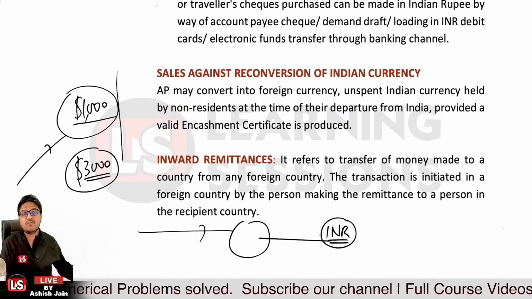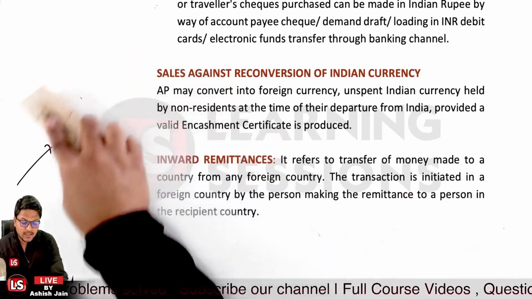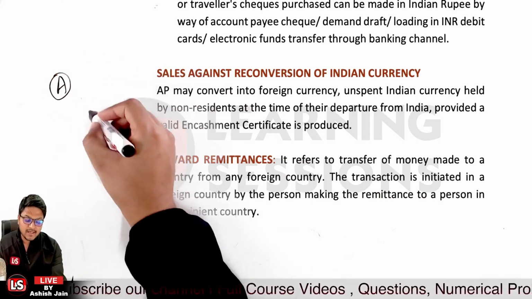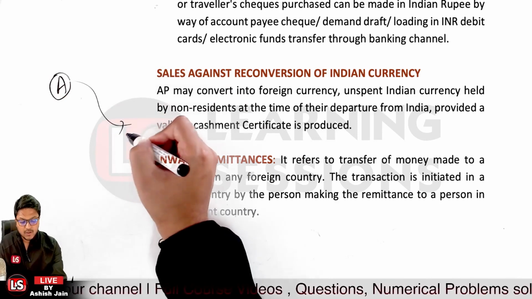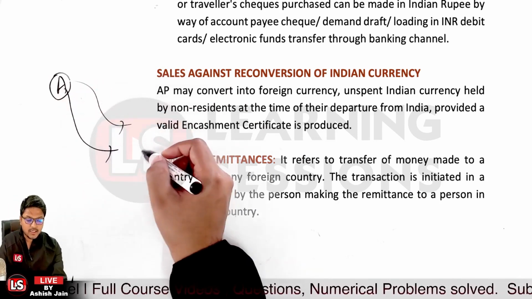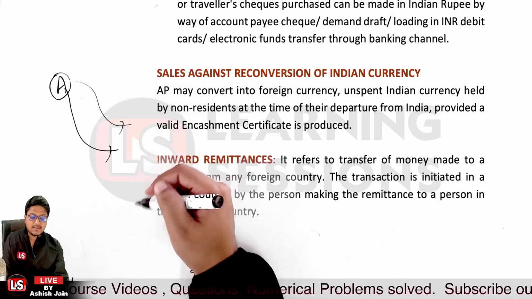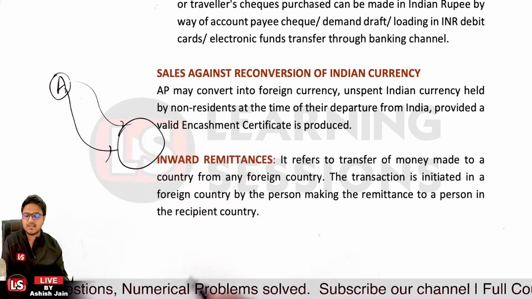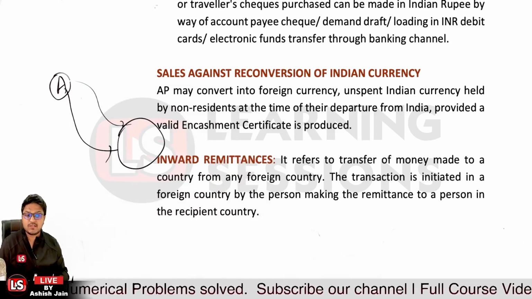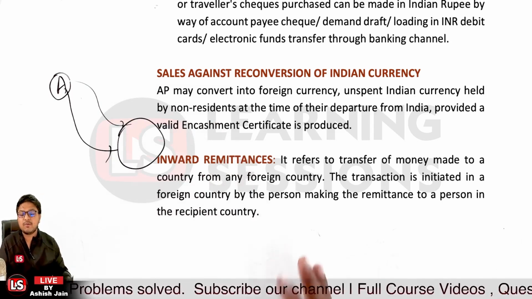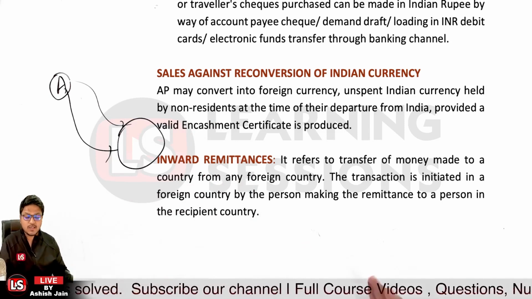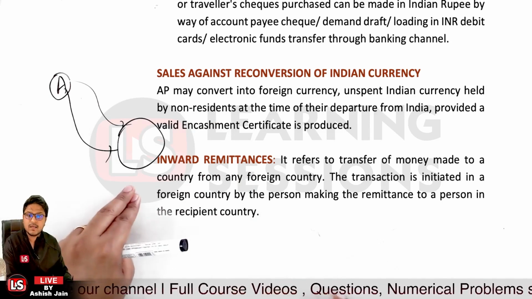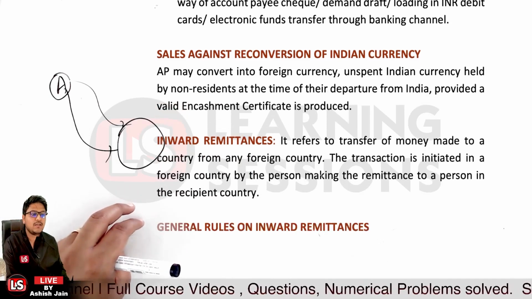Okay, then it's related to inward remittances. Now what is an inward remittance? Let's say person A is an NRI, and he wants to invest some money in India or send some money to his family members here in India. In that particular case, he will be remitting money inwardly because the money is coming into India. So we call it an inward remittance. It refers to the transfer of funds to a country from a foreign country. The transaction is initiated from a foreign country itself by a person making the remittance to a person in the recipient country. So that's actually the inward remittance.